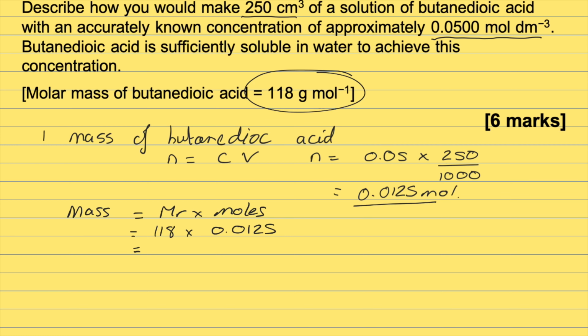So that's 118 times by our answer, which is 1.475 grams. So depending on the precision of our weighing scales, we could measure out 1.475 grams or 1.48 grams. I'd probably stick with 1.475 grams. Okay, and then we're just going to describe the standard solution procedure exactly as we would have done previously.